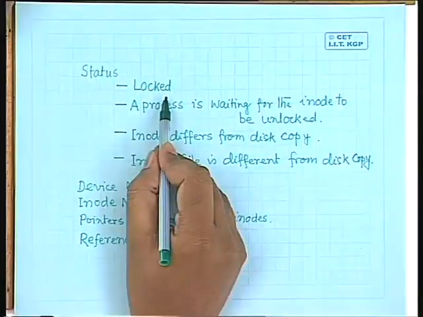Now when the first process closes the file but not the second process, the file is closed for the first process but it is still open for the second process. That means the first process will not need the data from the file anymore, but the second process will need the data from the file. So the first process has unlocked the inode.